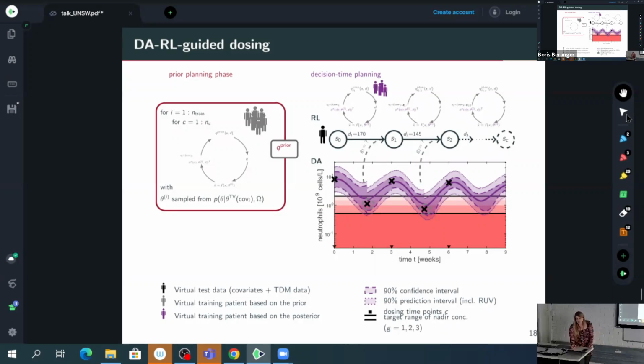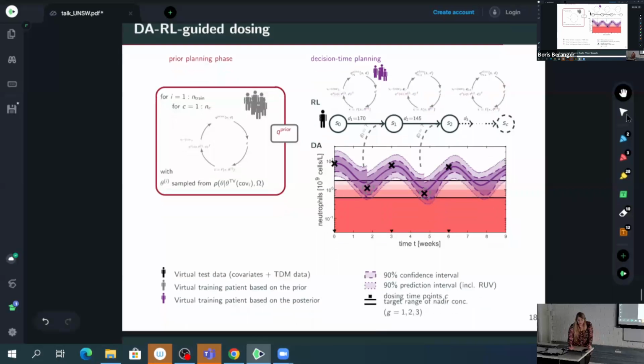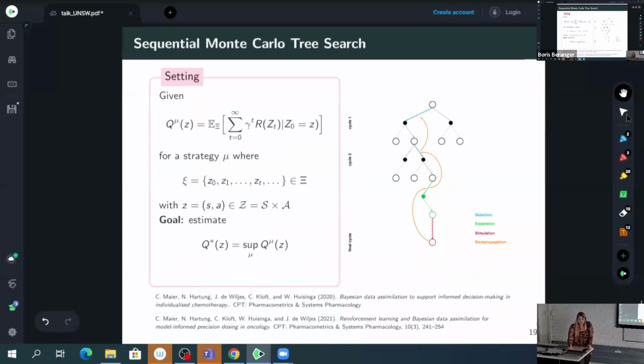And what you can do then, after you collect this data and perform data assimilation, is reinforcement learning to actually find the optimal dosing for that specific patient. That is something we have been doing for some time now. It's a very interesting setting, because there are many areas where machine learning is coming together with more classical inference.